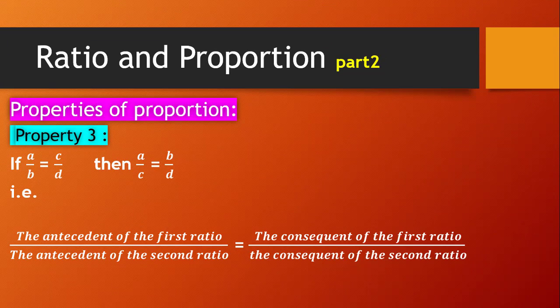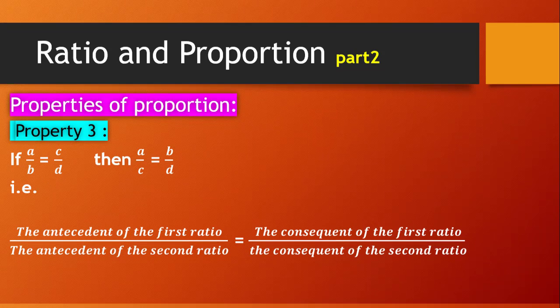Okay, property number 3. If a over b equals c over d, the antecedent of the first ratio over the antecedent of the second equals the consequent of the first over the consequent of the second. So a over c equals b over d. This is property number 3.